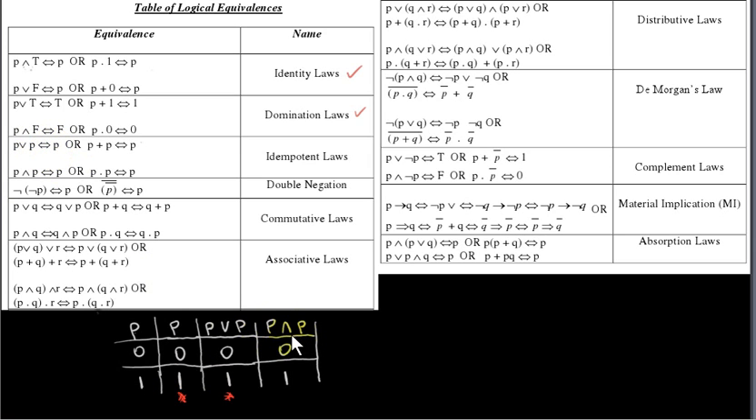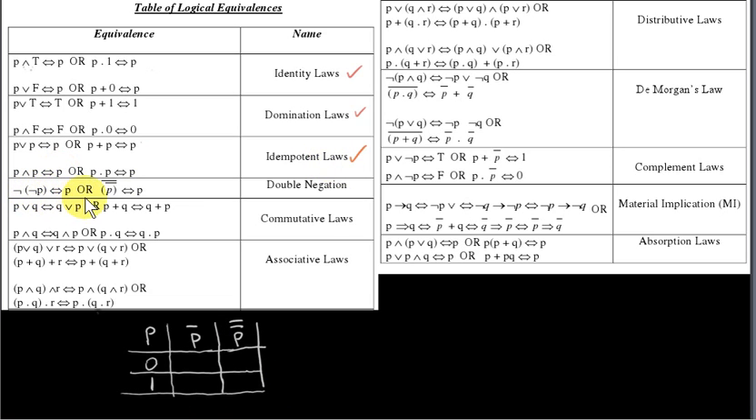If we look at P and P, it is true when both these values are ones. It's false otherwise. So we can see that this column is equivalent to P. So that proves the second idempotent law.